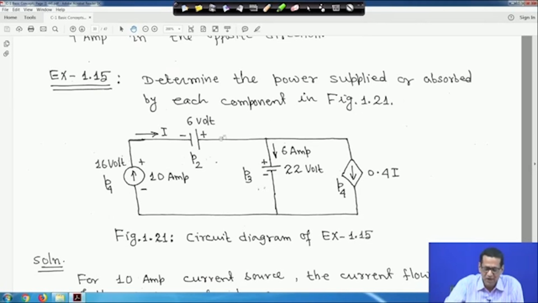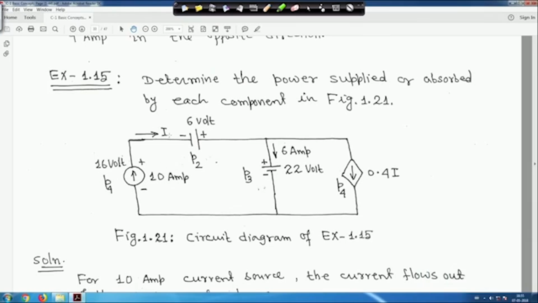Here there are 4 elements, and the current I is equal to 10 ampere. So, this is I, and this I is equal to 10 ampere.